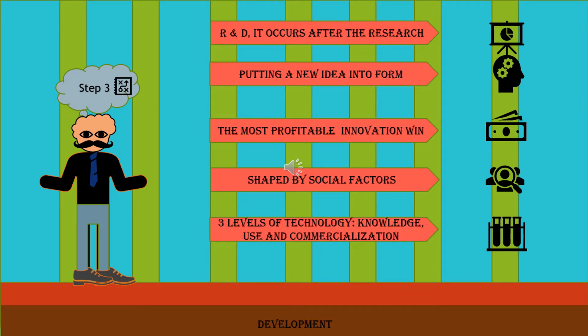The development phase puts new ideas into form. When companies decide to diffuse an innovation, it is because it is the most profitable and not necessarily the most practical. These reasons are shaped by social factors, using 3 levels of technology.